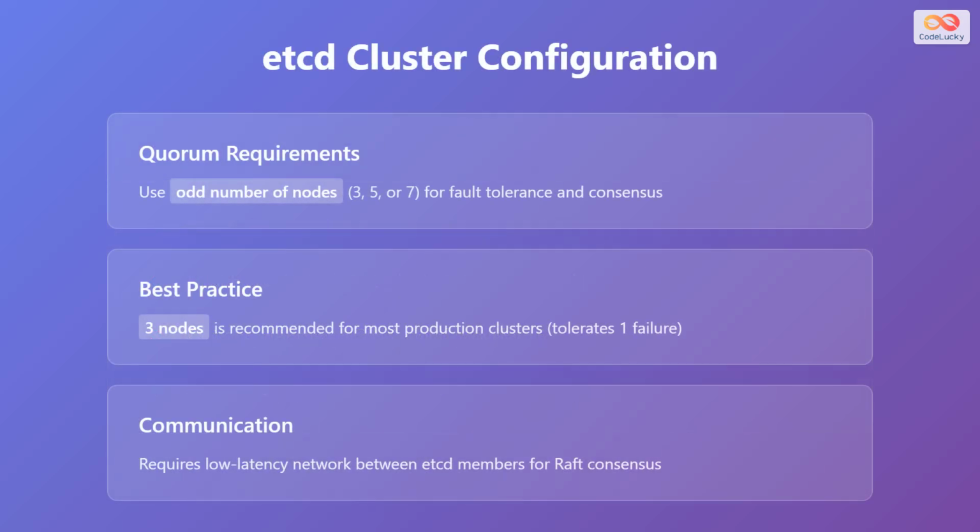Configuring etcd correctly is fundamental to cluster reliability. etcd uses a quorum-based consensus algorithm, which means you should always use an odd number of nodes: 3, 5, or 7. This ensures proper majority consensus for decision-making. For most production clusters, 3 nodes is the recommended configuration, as it can tolerate one node failure while maintaining quorum. More nodes provide higher availability but increase write latency. A critical requirement is low-latency network connectivity between etcd members, as the Raft consensus algorithm requires fast communication to maintain consistency and elect leaders efficiently.